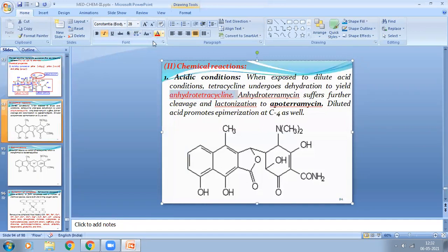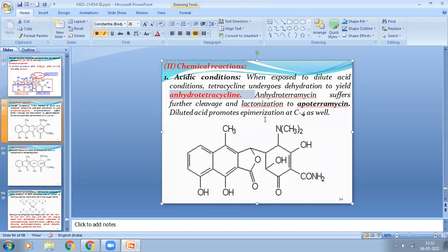If you expose the tetracycline to a dilute acid solution, it undergoes dehydration to give the anhydrotetracycline. That anhydrotetracycline or anhydroterramycin suffers further cleavage and lactonization to give the apoterramycin. This is the structure of apoterramycin. Here I am not showing the intermediate anhydrotetracycline; I am directly showing the apoterramycin or apotetracycline.